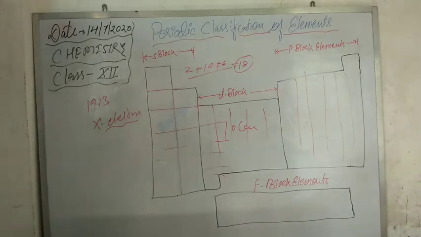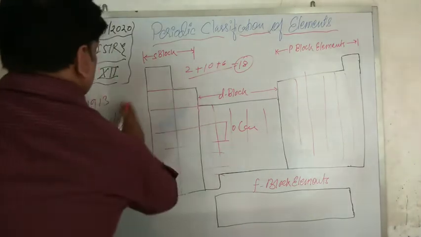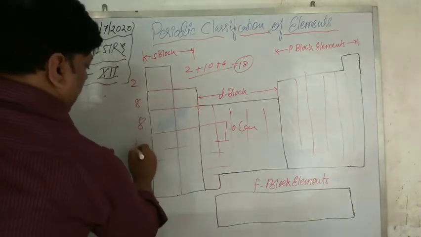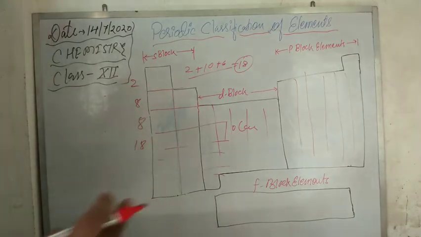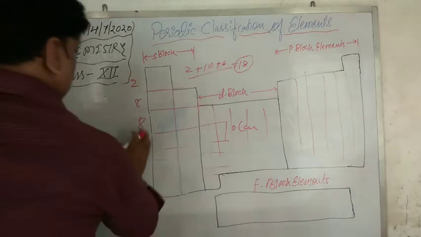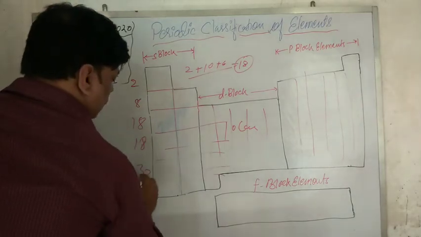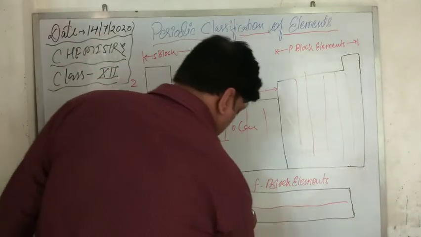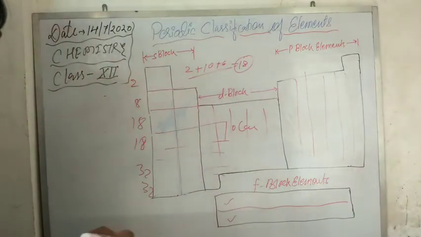The first period has a maximum of 2 electrons, then 8, 8, 18, 18, 32, 32, and so on. In the 6th and 7th periods, there are 14 elements each, and those elements are the lanthanide and actinide series.